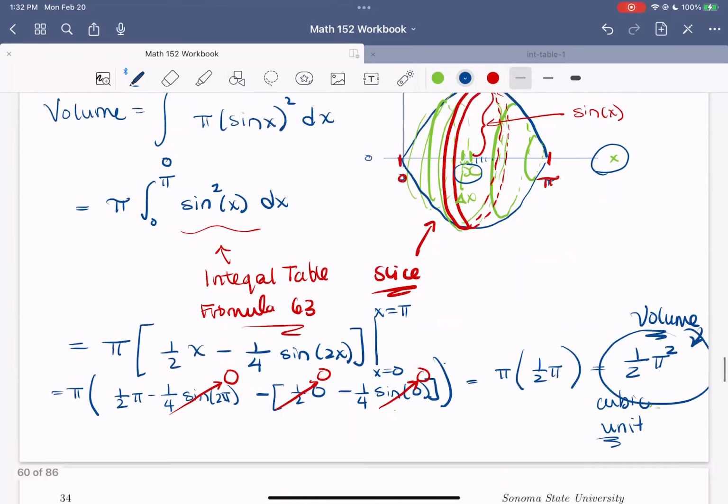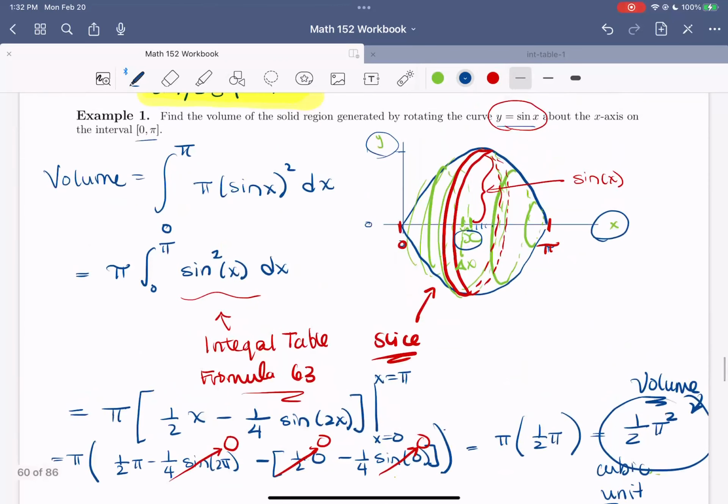Awesome. Great work going through this first example. We're going to look at two more examples in this section to help us get more familiar with using this technique to compute volume.